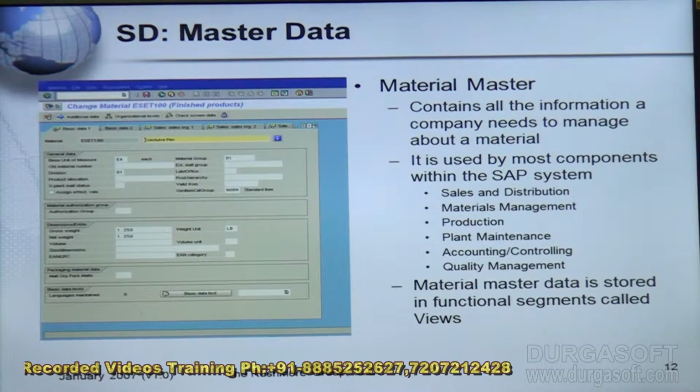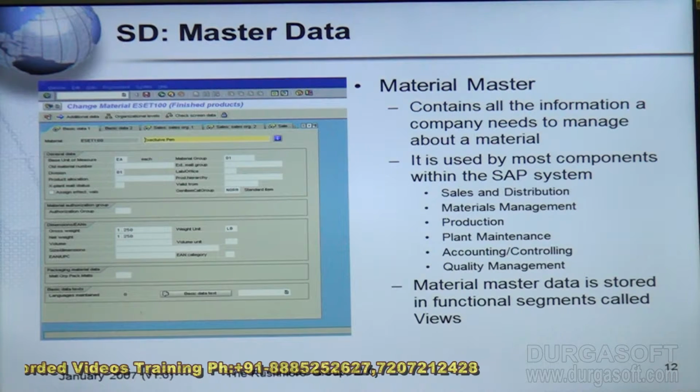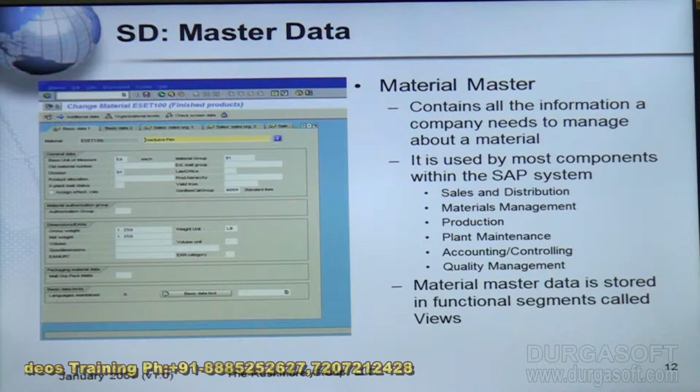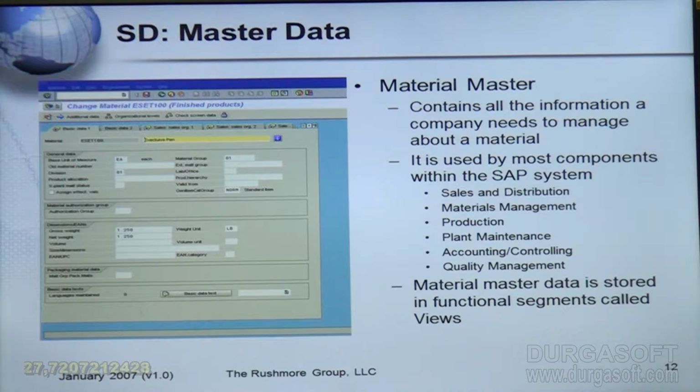In order to get this, the first step is we need to always focus on the master data information, which contains all the information the company needs to manage about the material, and it's most commonly used within SAP systems like sales, distribution, production, plant and some other categories. So this helps you get the details for this requirement. This is how the different cases will take place in business.